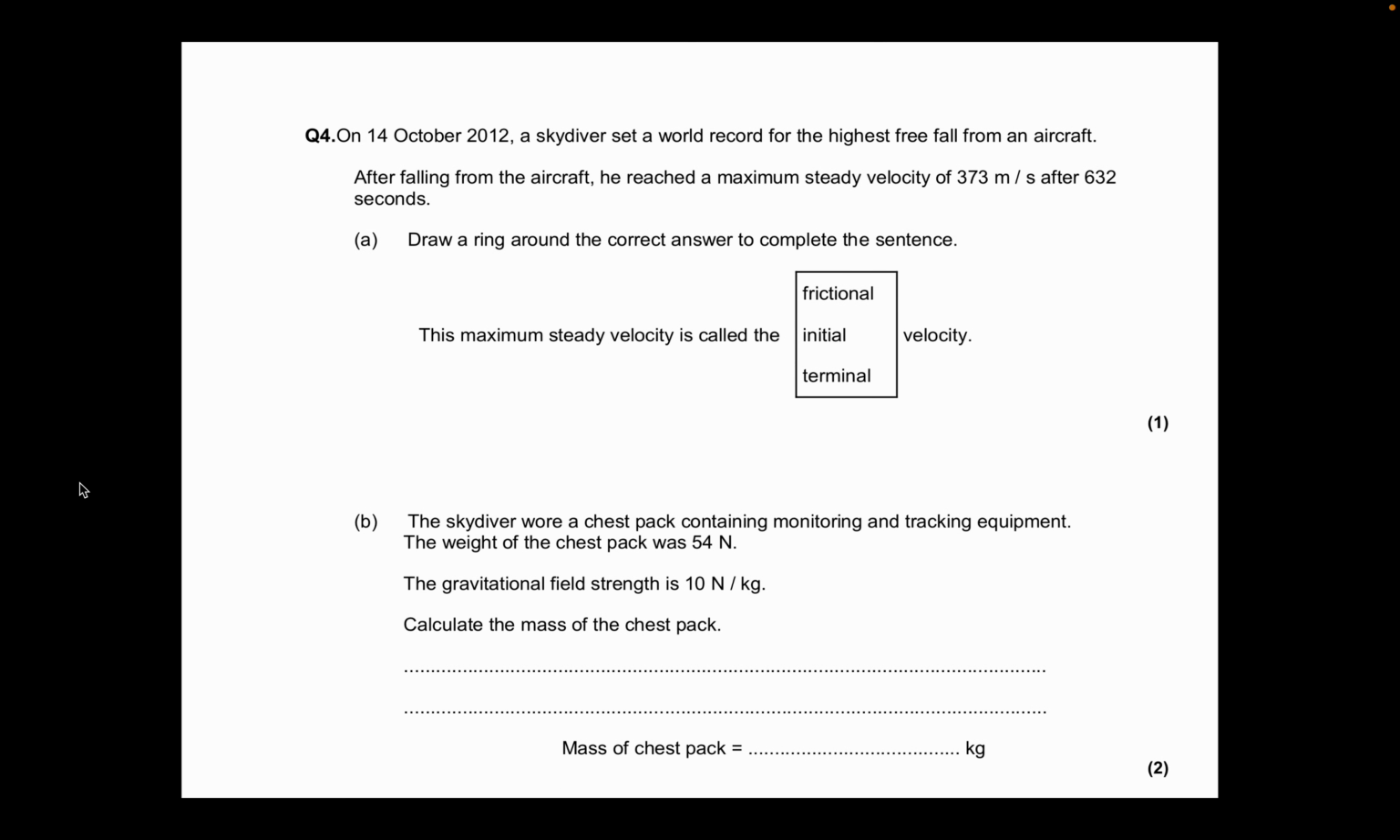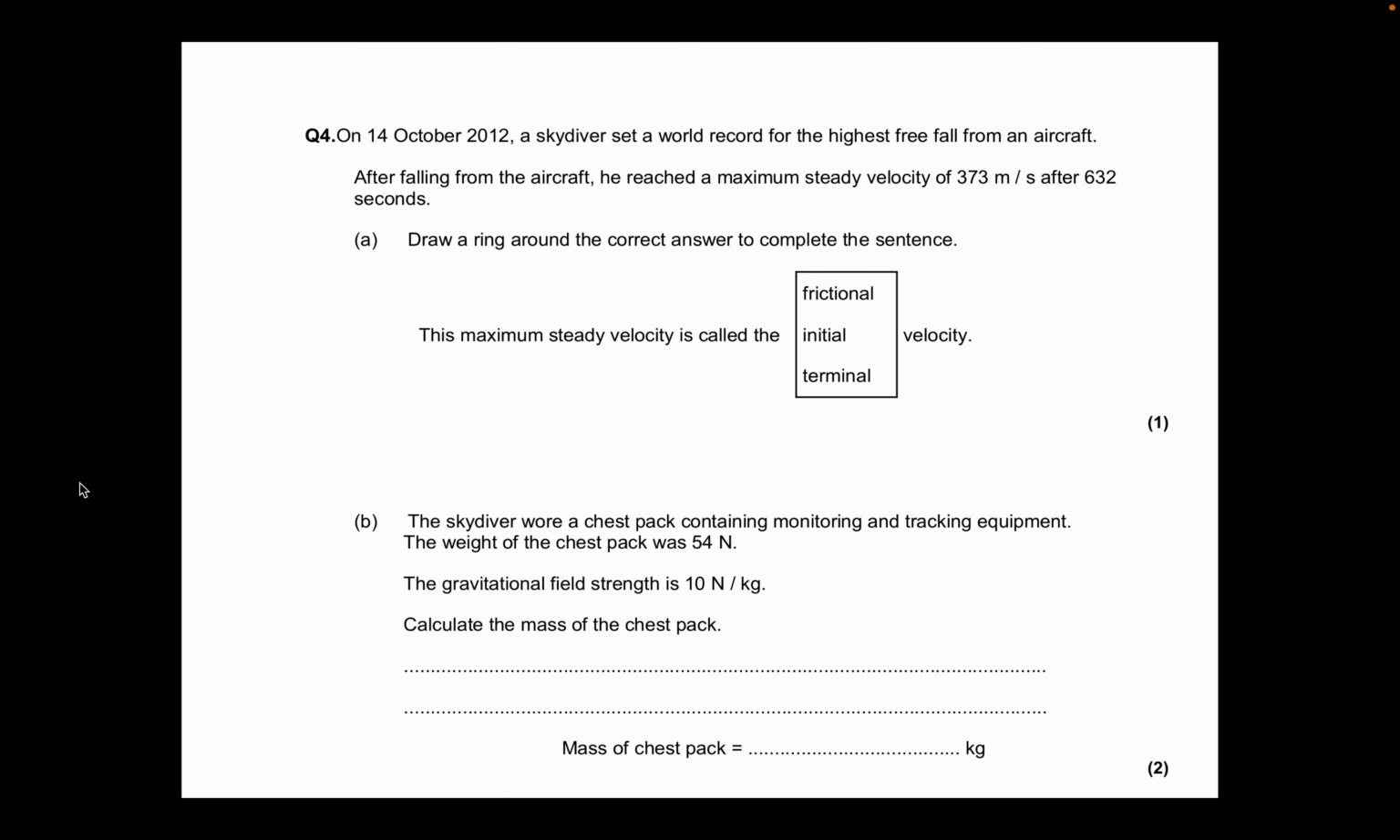Okay, this is more calculation based. On 14th October 2012, a skydiver set a world record for the highest free fall from an aircraft. After falling from an aircraft, he reached a maximum steady velocity of 373 meters per second after 632 seconds. Draw a ring around the correct answer to complete the sentence. This maximum steady velocity is called the.